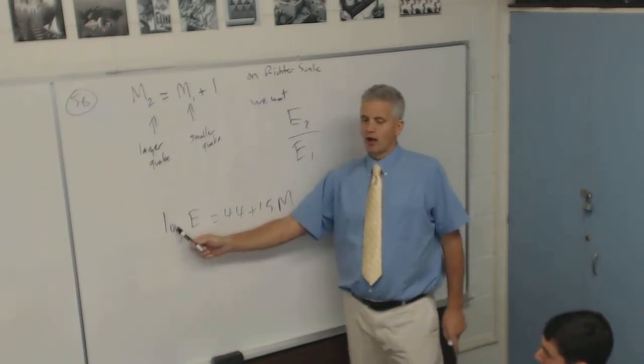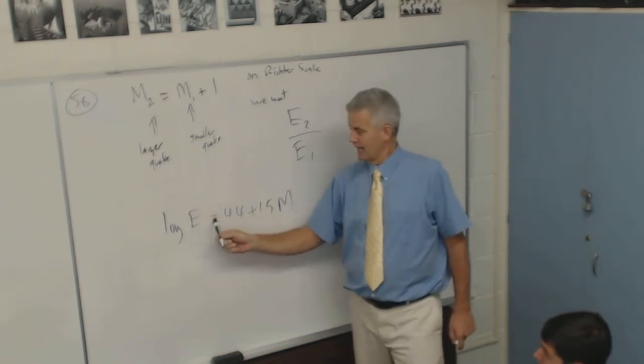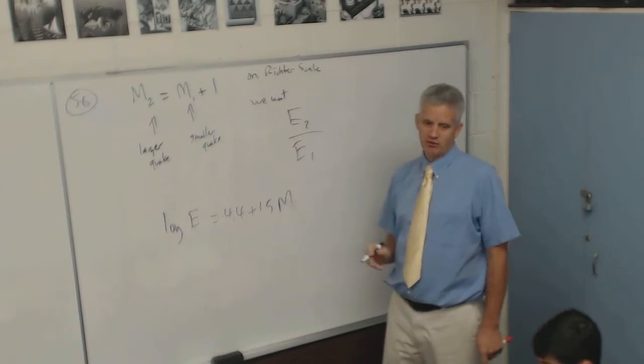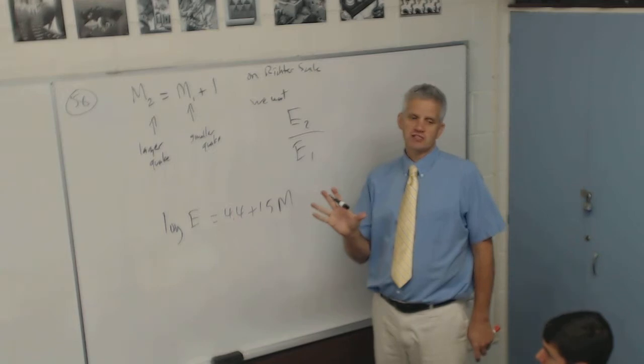So if we take the log base 10 of the amount of energy, I'm not sure what the units are that they're using, it's going to be 4.4 plus 1.5 times the Richter scale number of the earthquake. Okay? Now, you guys know about Richter scale.